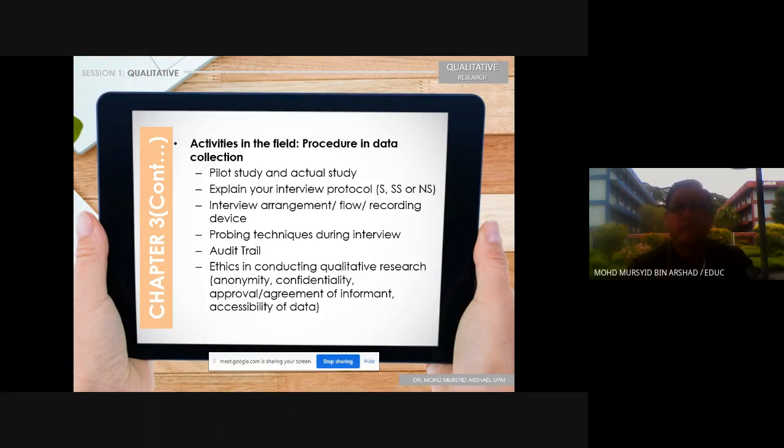So how do you ensure the audit trail? The audit trail is talking about the evidence you use. You need to explain the process. And then, what about the ethics? Ethics means that before you go for the data collection, you need to identify the ethical issues that you need to consider.